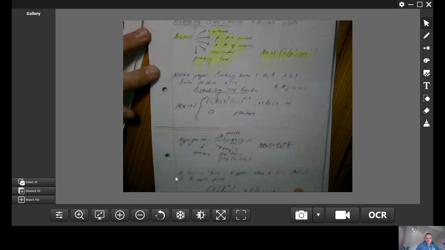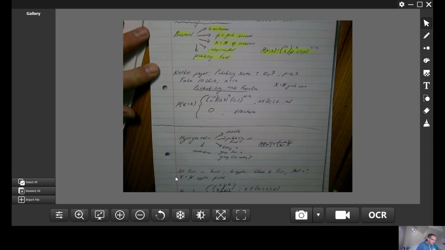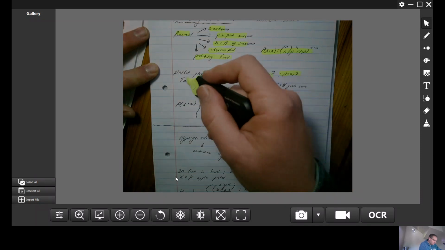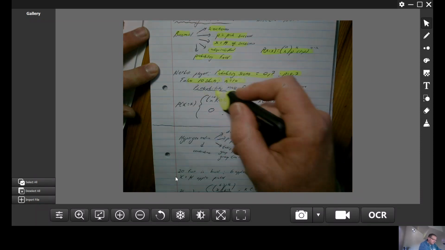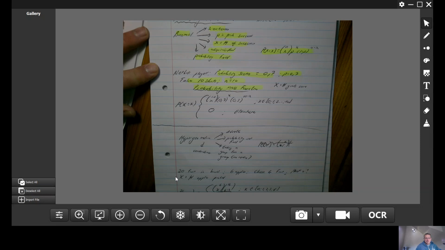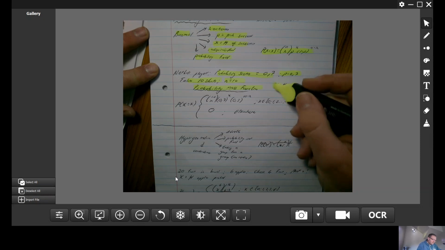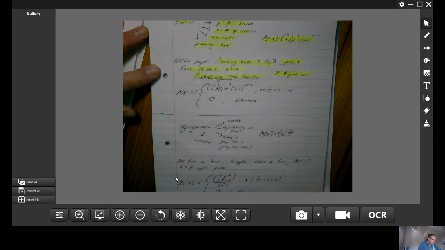A typical example that I've used often is a netball player, where the probability she scores is 0.7. In other words, p is 0.7. If she has 10 shots, in other words, n is equal to 10, go write down the probability mass function. You should define X as the number of goals scored, and then the probability that X is equal to x. I always write down 0 elsewhere. Just write that down, pick up that mark.